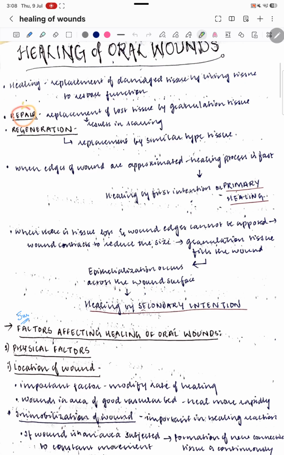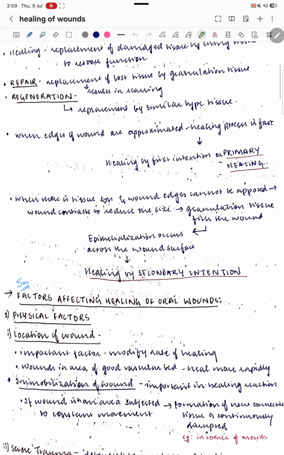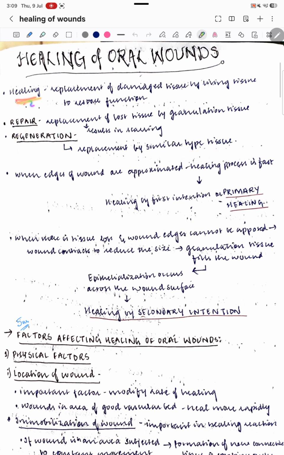So what is repair then? Repair is replacement of lost tissue by granulation tissue. Here we are talking about living tissue, and specifically granulation tissue, and repair eventually results in scarring. Now what is regeneration? Replacement by similar type of tissue. So healing is replacement by living tissue, repair is replacement by granulation tissue, and regeneration is replacement by similar type of tissue.